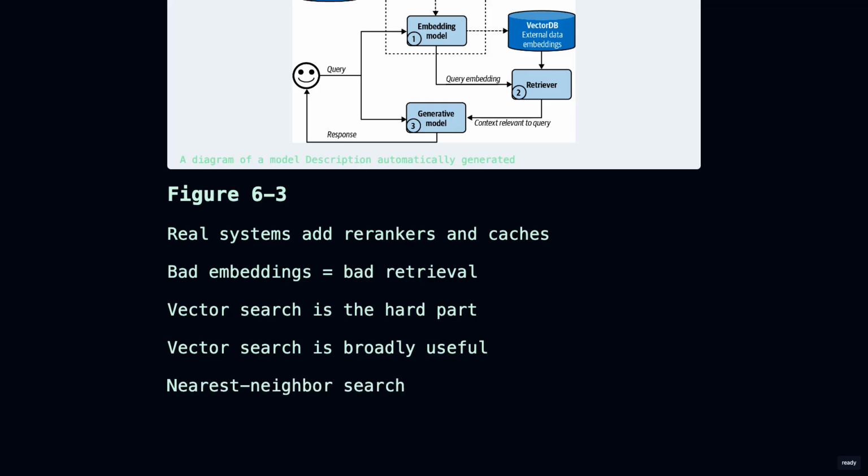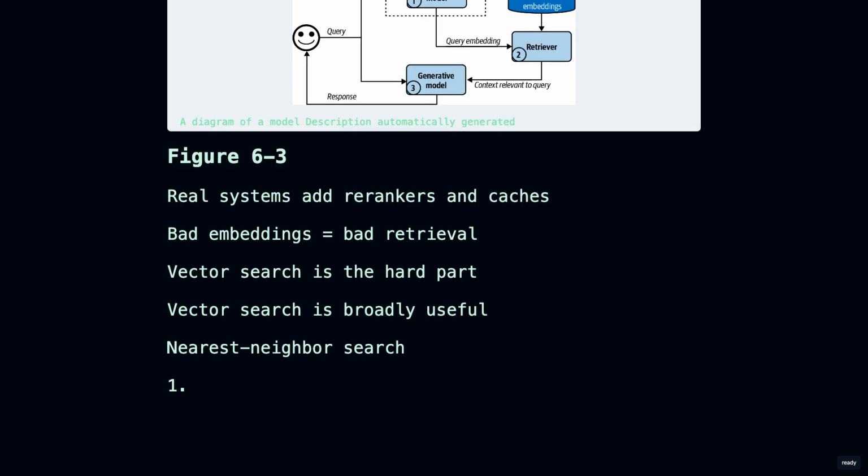A common framing is nearest neighbor search. Find the k closest vectors to the query. The naive solution is exact KNN, which is conceptually simple but expensive. First, the algorithm scores the query against every stored vector. That gives you exact similarity values, but it does not scale well.